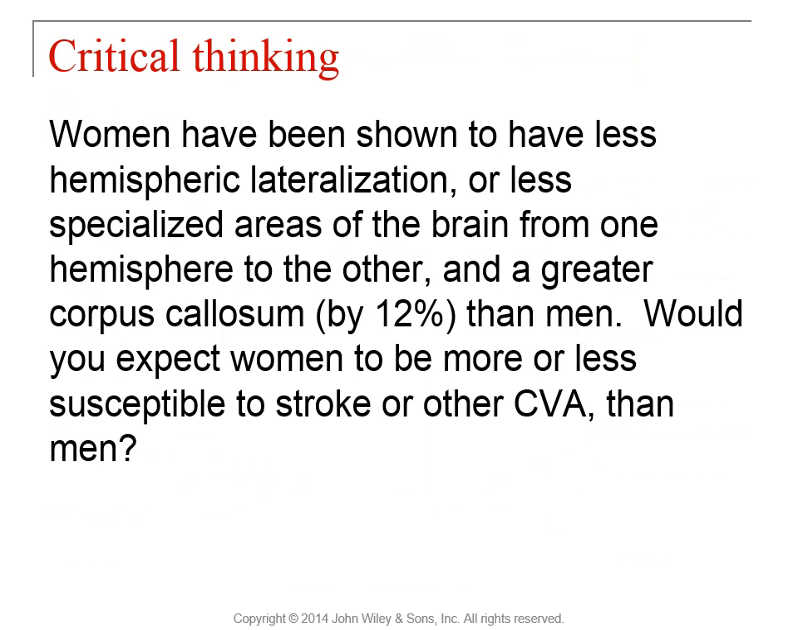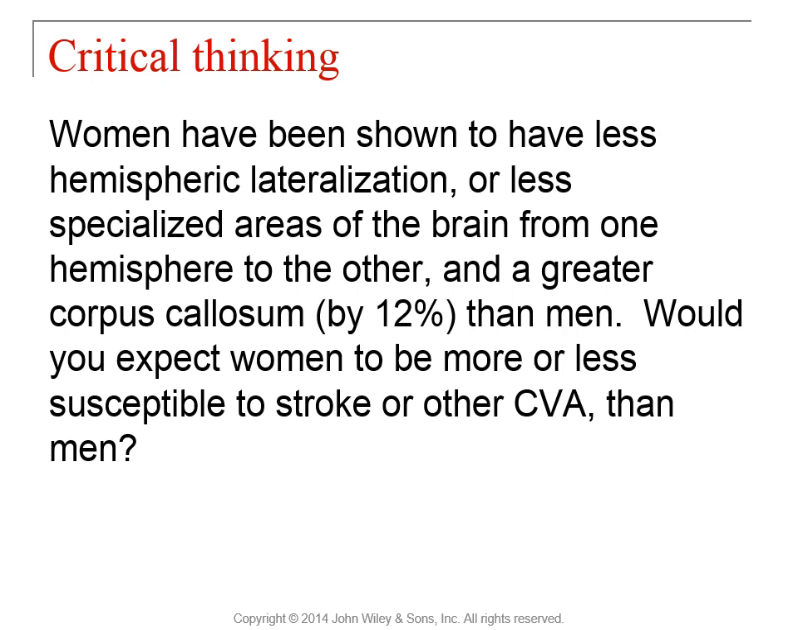So critical thinking. Remember I talked about the corpus callosum before. So women tend to have less hemispheric lateralization, or less specialized areas of the brain from one hemisphere to the other, and a greater corpus callosum by 12% than men. Would you expect women to be more or less susceptible to stroke or other cerebrovascular accidents than men?